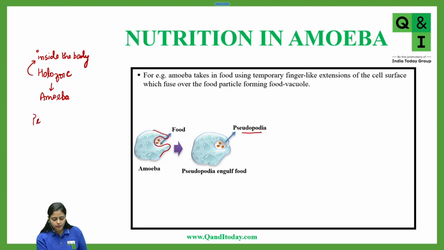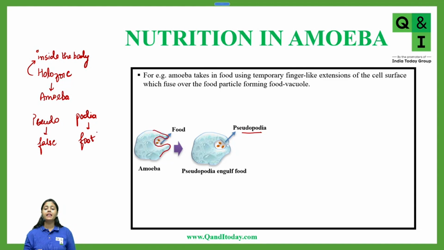Pseudo means false, and podia means foot. So pseudopodia are basically temporary extensions. These are not permanent. These are temporary, finger-like projections of the amoeba, which not only help in locomotion. See, I am referring to the term foot. So by foot we walk. These pseudopodia help the amoeba to walk, to slide or to glide over the surface, but they also help amoeba to capture the food particle.